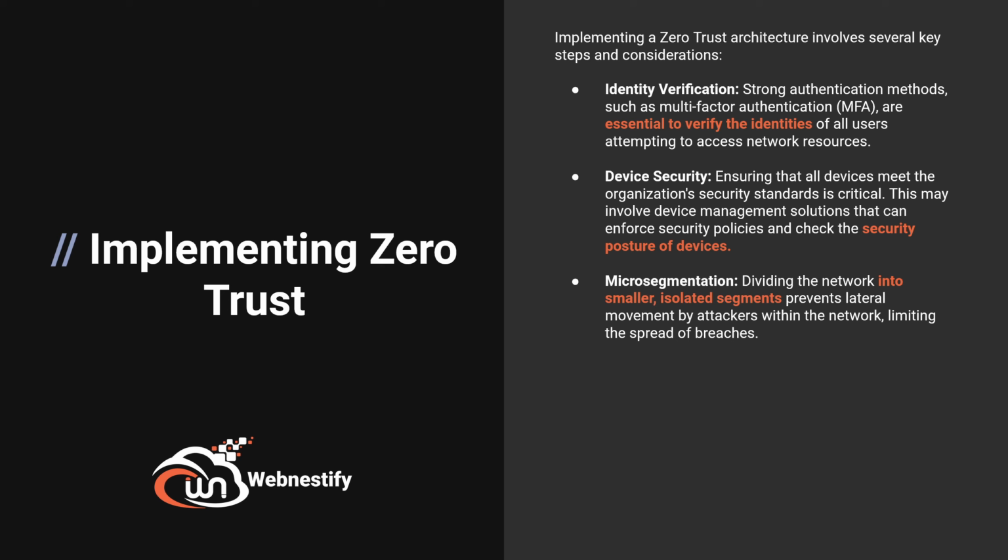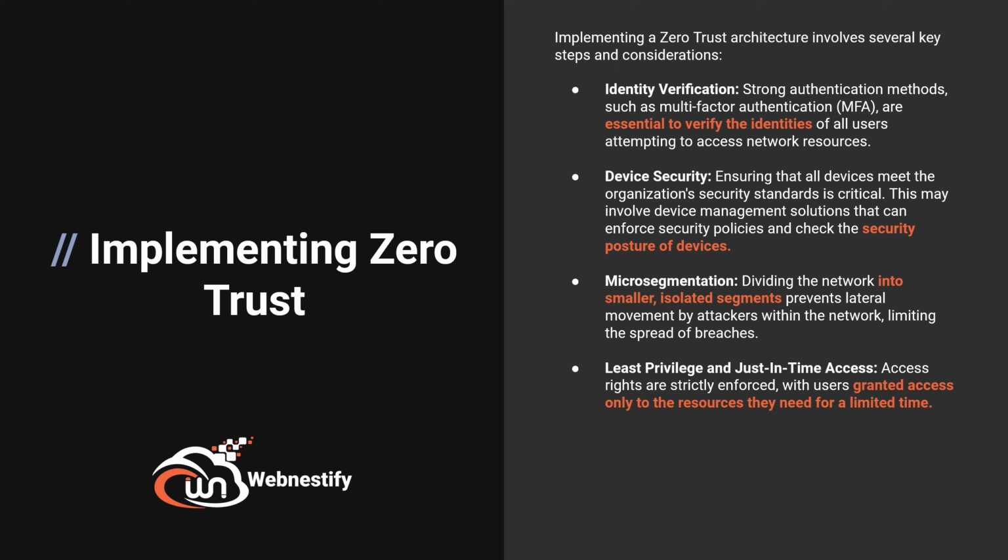Microsegmentation. Dividing the network into smaller, isolated segments prevents lateral movement by attackers within the network, which will limit the spread of breaches. Least privilege and just-in-time access. Access rights are strictly enforced, with users granted access to only the resources they need for a limited time. They don't need access to SSH 24/7, right? So we can specify the times, etc., and all the good stuff.